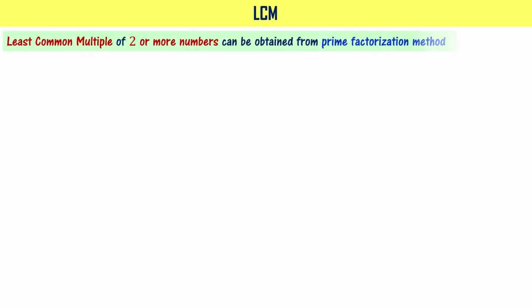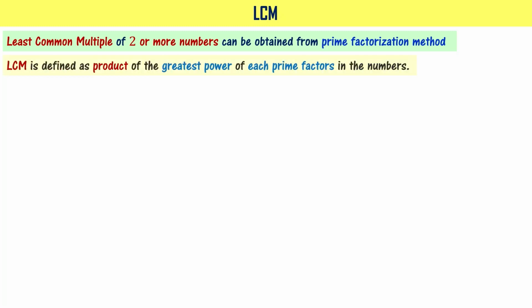Now let's understand about LCM. Least common multiple, or LCM, of two or more numbers can be obtained from the prime factorization method. How? We are going to see that now. LCM is defined as the product of the greatest power of each prime factor in the numbers. Let's try to understand this definition with the help of the same example, that is 12 and 18. We have to find the LCM of 12 and 18.